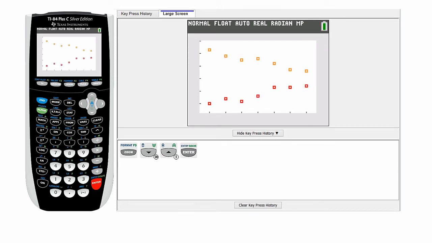For this picture, Continental Airlines are the red dots, and American Airlines are the orange dots. Looking at Continental Airlines, my line of best fit would go through my first point and my next to last point. Press trace. So the first point is 9.6. Then I can use my right arrow button. And my next point is 14, 7.3.